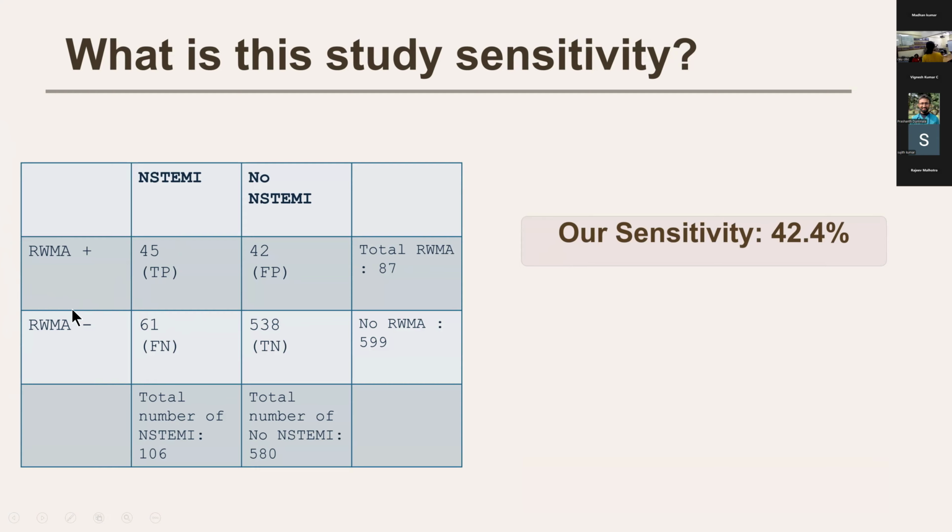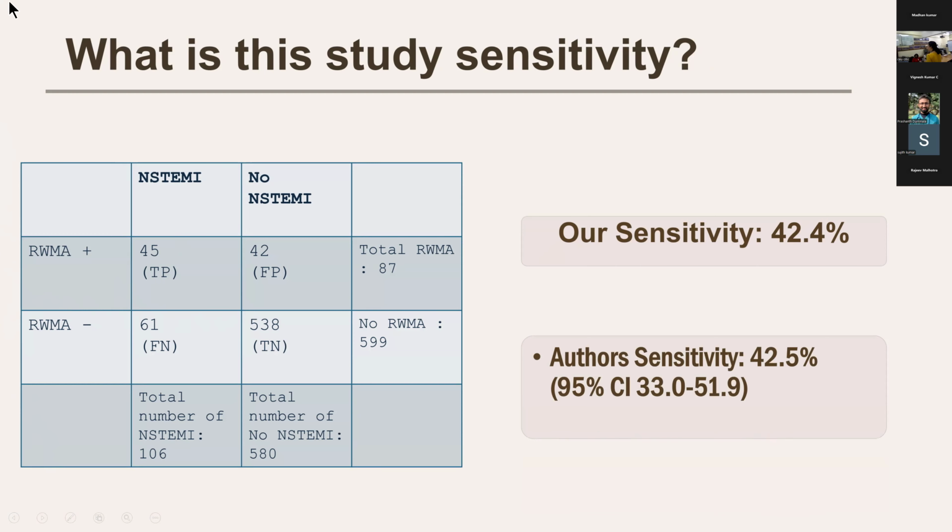Yeah, this is what everyone got. And this is what the authors got as well. 45 by 100. Yeah. And they've given you a confidence interval as well.